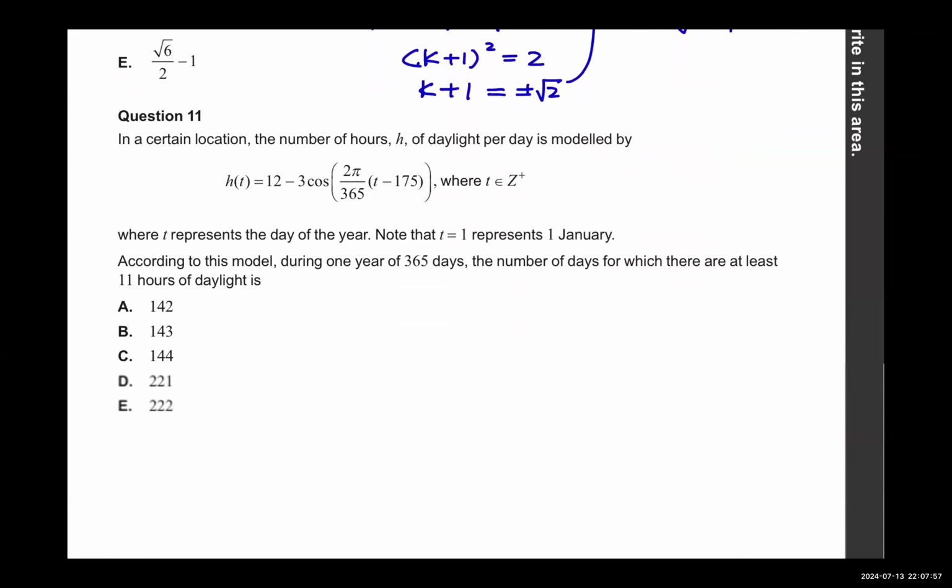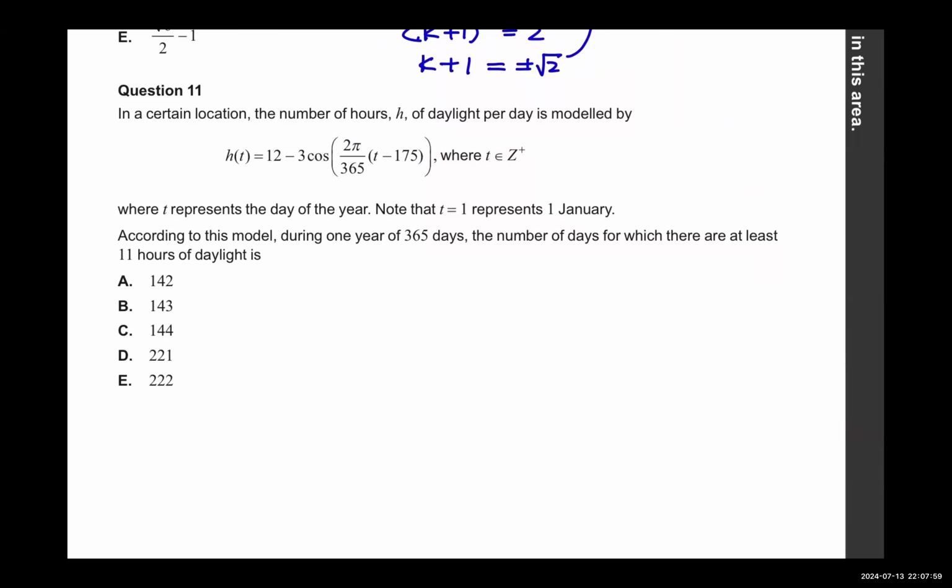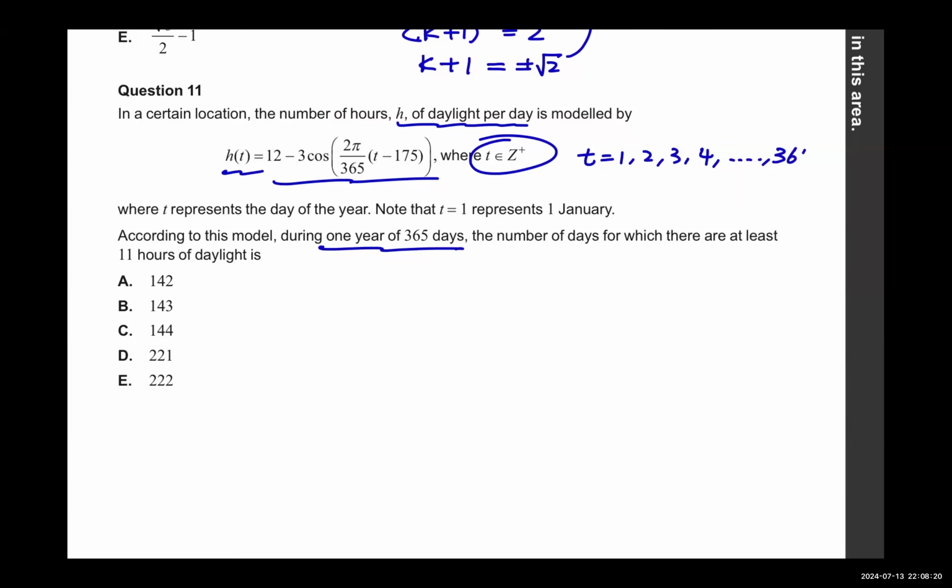Question 11. In a certain location, the number of hours h of daylight per day is modeled by h of t equals this cosine function. This is an interesting choice because now we are just taking t equals 1, 2, 3, 4, and so on, during 1 year of 365 days, until 365. So my domain restriction is actually a discrete number set rather than a continuous number set.